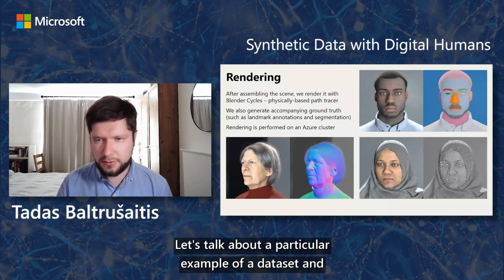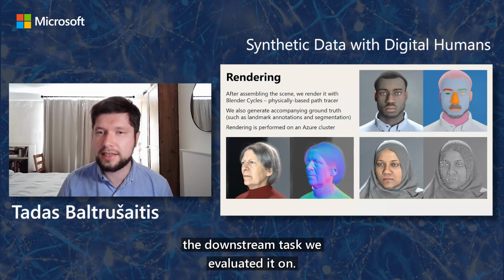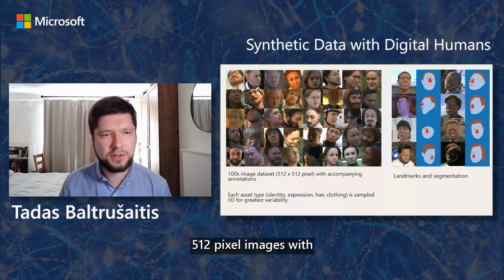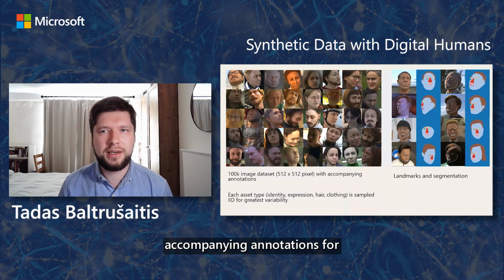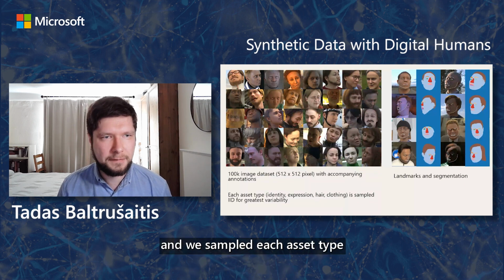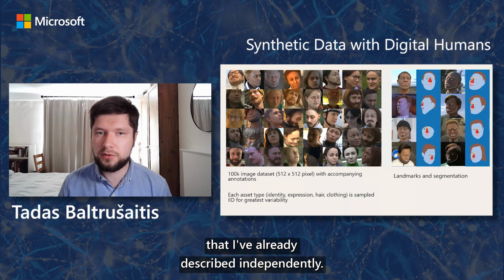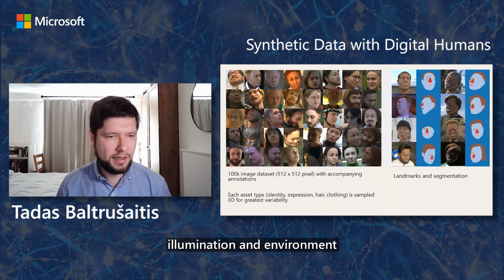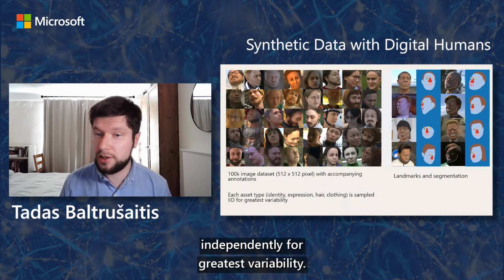So let's talk about a particular example of a data set and a downstream task we evaluated it on. So we rendered a 100,000 image dataset of 512 by 512 pixel images with accompanying annotations for facial landmarks and segmentation masks. And we sampled each asset type that I've already described independently. So we sampled identity, expression, hair, clothing, illumination, and environment independently for greatest variability.